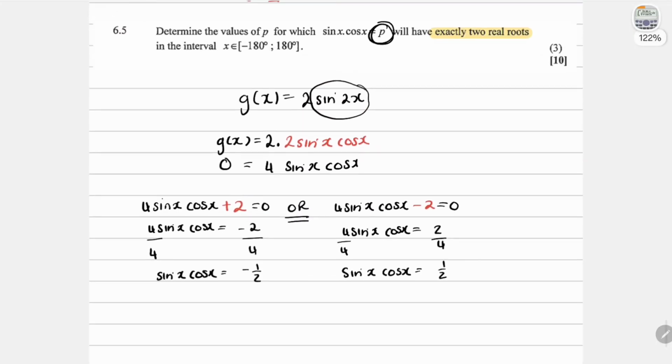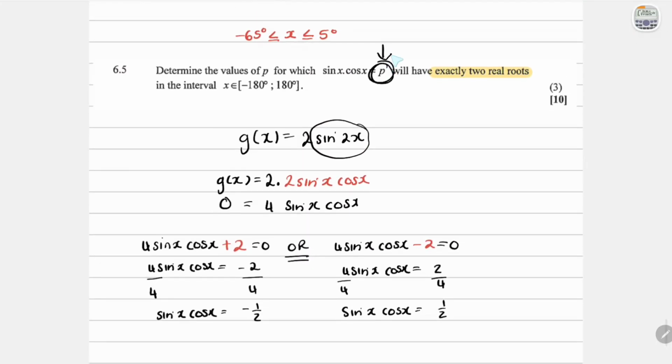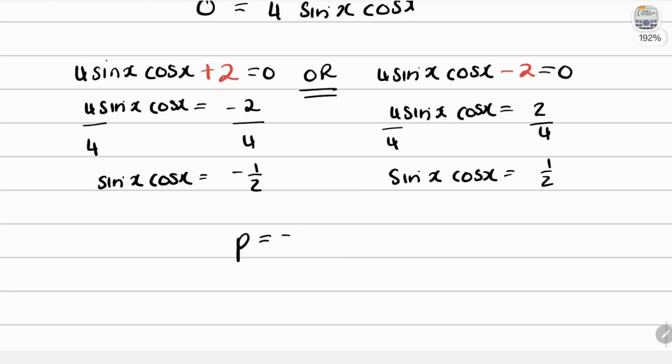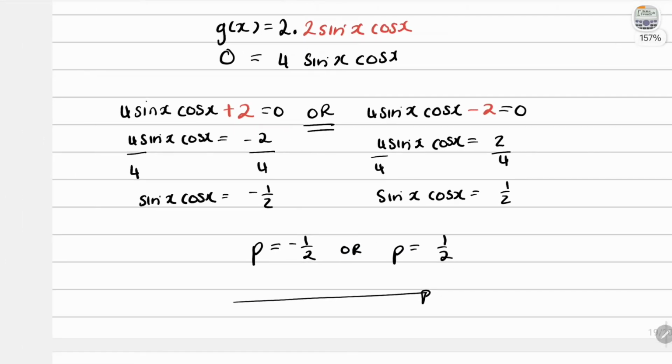Do you see the two values that p can be for them to have exactly 2 roots? So p should either be equal to negative a half or p should be equal to positive a half. And that is our answer.